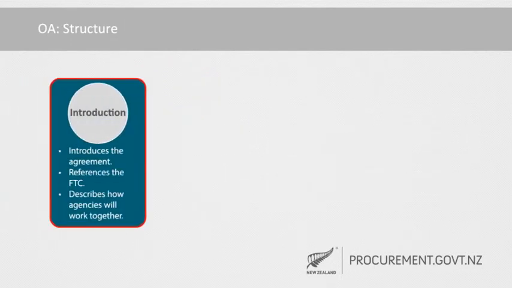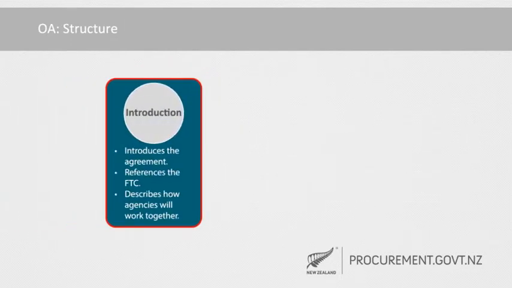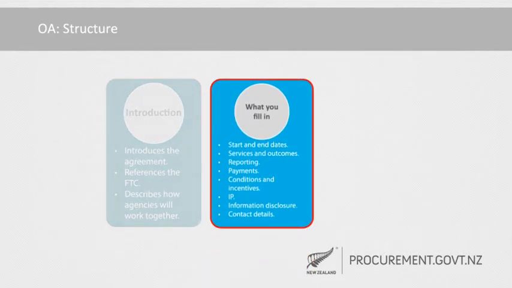The outcome agreement is made up of three main parts. The first part is an introduction that references the framework terms and conditions and explains what happens if there are more than one agency party to the agreement. The second part is the sections you complete with the particular details relevant for each engagement with the provider. Most of these details are recorded in a series of appendices. For example, the services to be provided will be described in Appendix 1, payment in Appendix 2, and reporting in Appendix 3, and so on.